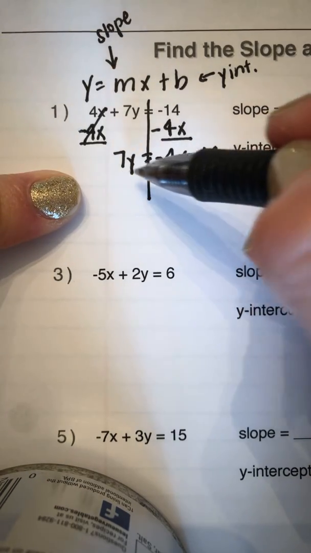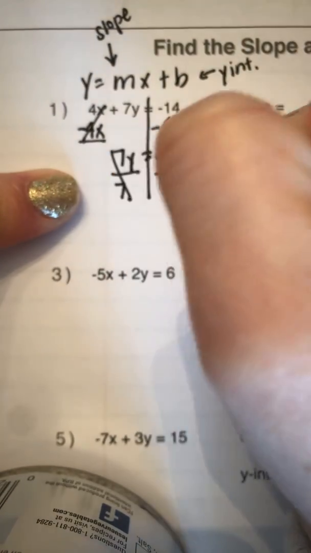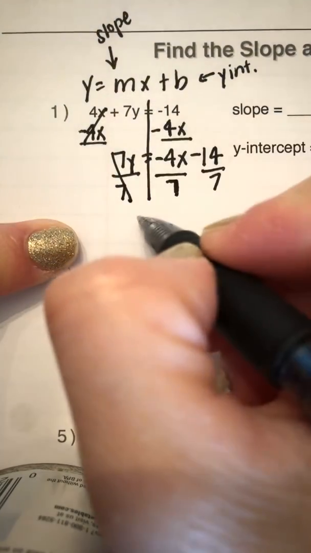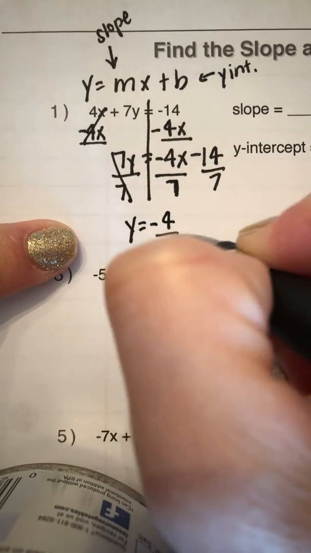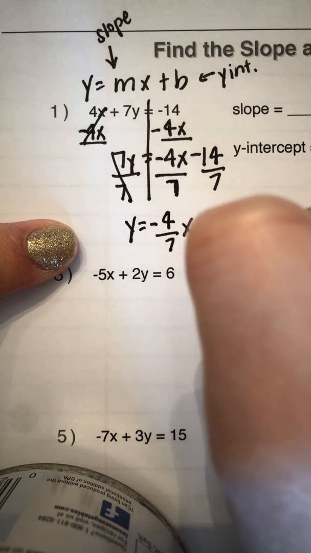In order to get the y by itself, we have to do the opposite, and it's being multiplied, so we're going to divide by 7. Okay, and you'll divide everything across the board by 7. All right, and now we end up with y equals negative 4 over 7x. And then 14 divided by 7 is 2, so we'll say minus 2.